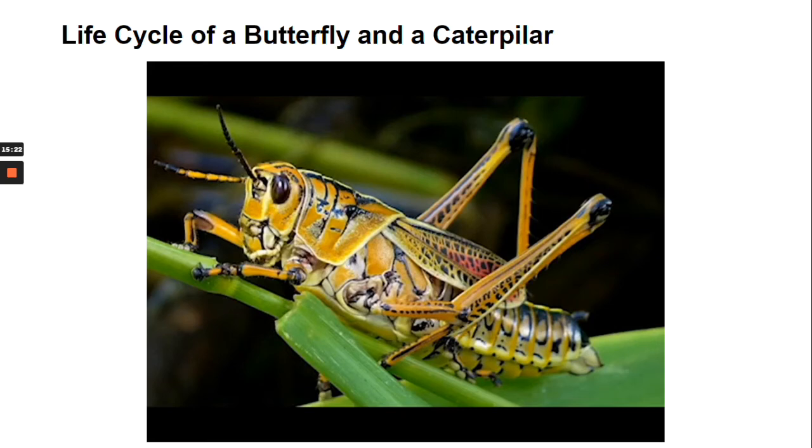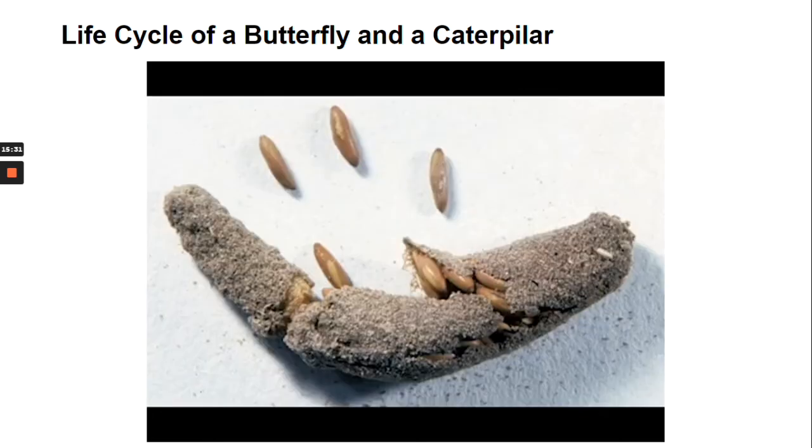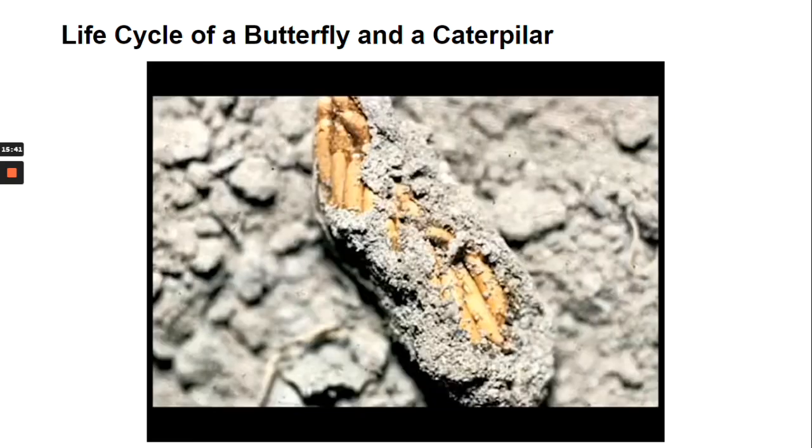Now we are going to check the life cycle of the grasshopper. The grasshopper has a 3-stage life cycle. The first stage is the egg. The grasshopper places its eggs into pods. These pods can contain up to 100 eggs inside. These pods are safely deposited inside the mud.